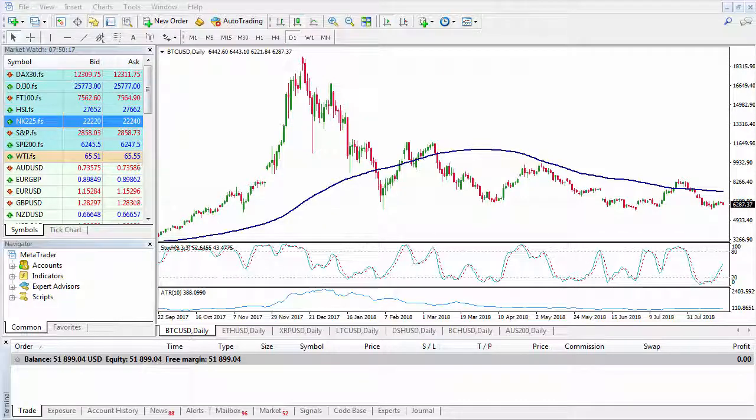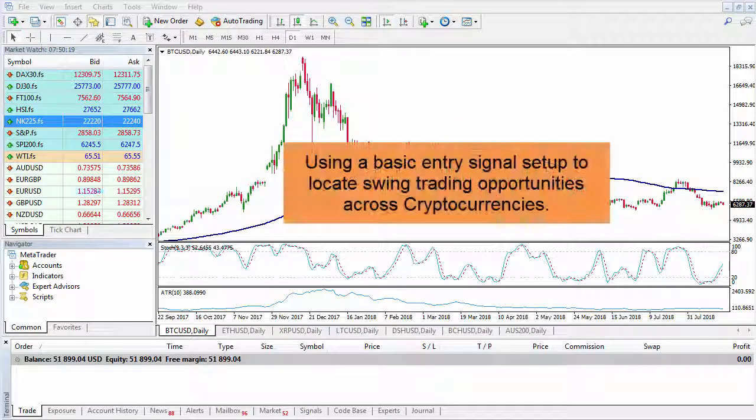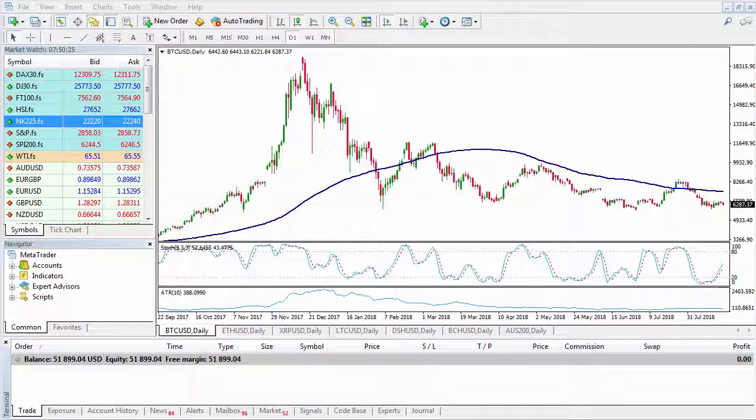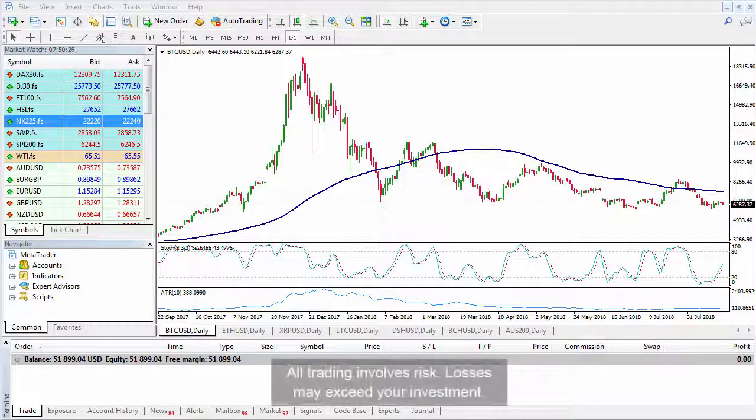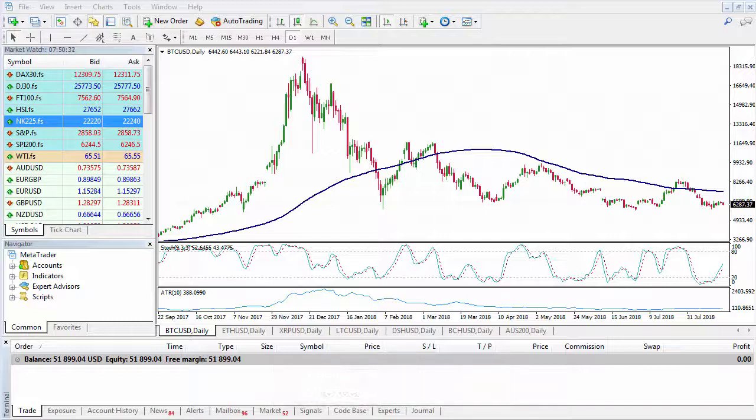Welcome to today's video tutorial where we're going to go through swing trading cryptocurrencies. Now we're going to use a basic setup, so we're going to focus on the setup criteria for this particular strategy, and as it turns out, cryptocurrencies do tend to chart quite well, and the ability to use technical analysis on and across all the cryptocurrencies actually works out pretty well.